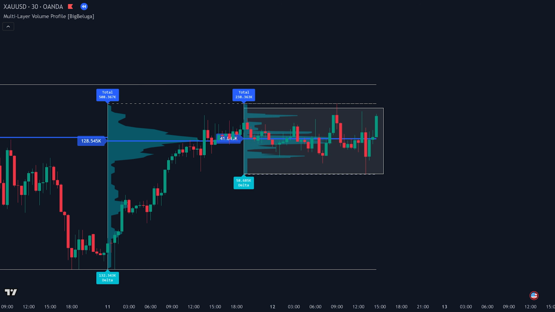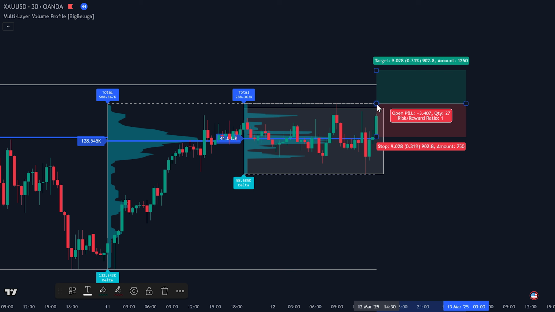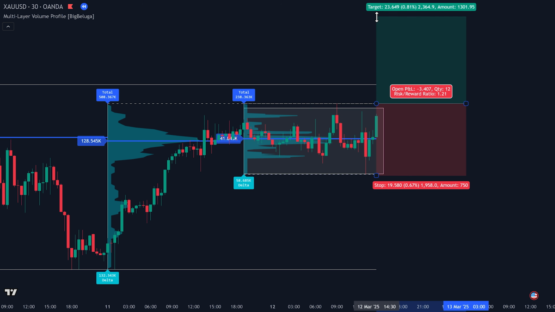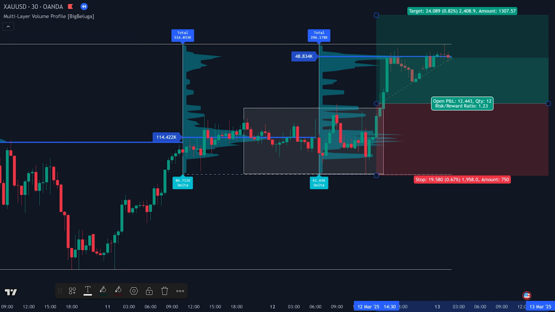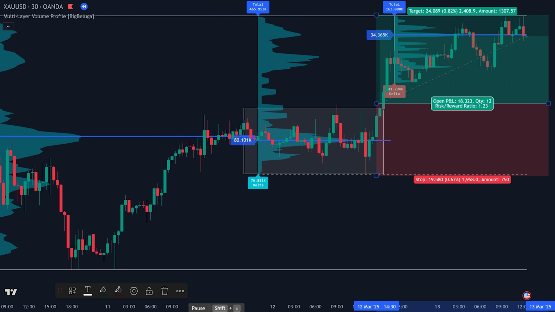We can enter a long trade after price breaks out of the consolidation zone. Our stop loss goes just below the swing low to protect the trade. Then, set your take profit using a favorable risk-to-reward ratio. If price holds the point of control line and moves higher, the trade should quickly run into profit.